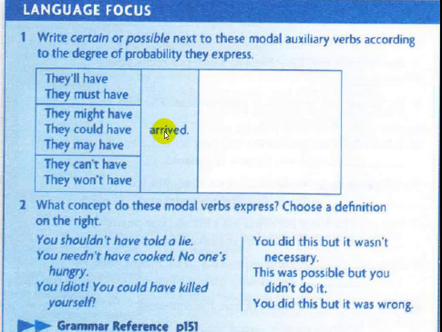They can't have arrived, certain. That is a negative certainty, and also a logical conclusion. Can't is a negative certainty. They won't have arrived is certain. It is also negative certainty, but it is an assumption based on our knowledge of people and things. So we have will, must, certain, might, could, may, possible, and can't and won't, certain.